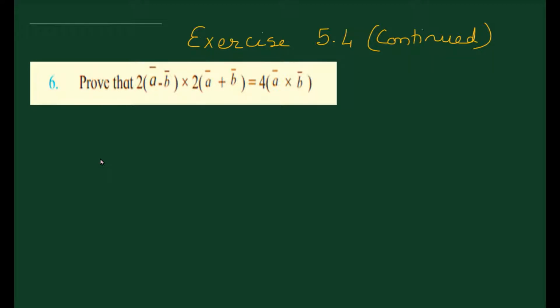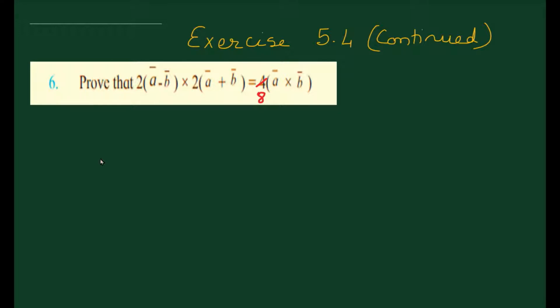So the sixth question here: prove that (2a minus b) cross (2a plus b), where a and b are vectors, is equal to 4a cross b. Now in this case, there is a small mistake in the question. It is not 4a cross b but it is 8a cross b. So do the proper corrections in your textbook also.